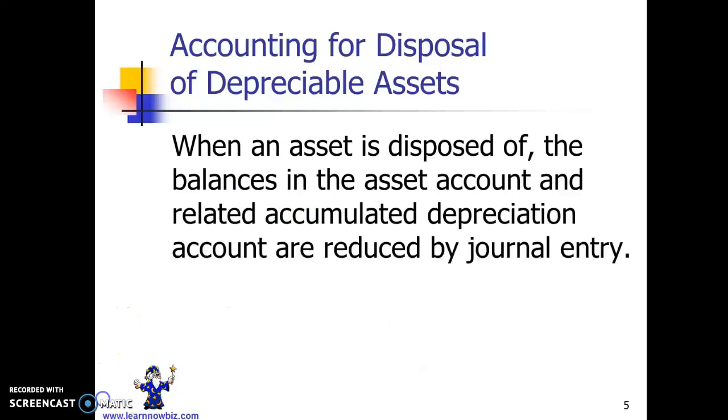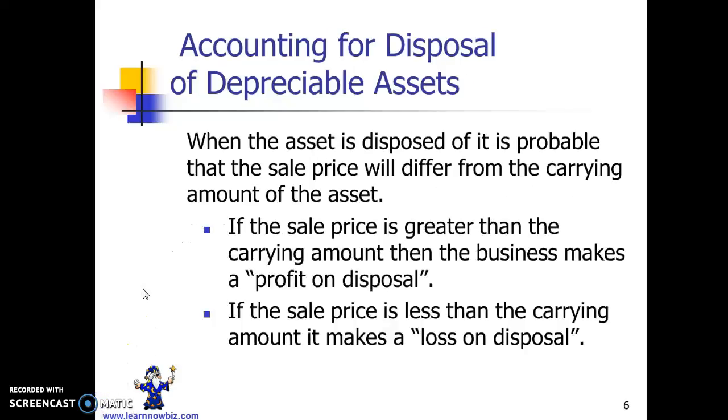thoroughly later on. When an asset is sold or disposed, the balances in the asset account and the related accumulated depreciation account are reduced by a journal entry. When the asset is sold or disposed, there's a great likelihood that the sale price will be different from the carrying amount of the asset. If the sale price is greater than the carrying amount, then this business makes a profit on disposal. If the sale price, on the other hand, is less than the carrying amount, it makes a loss on disposal.